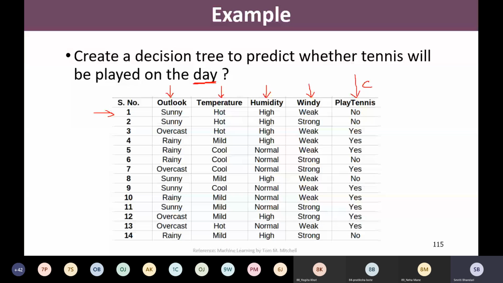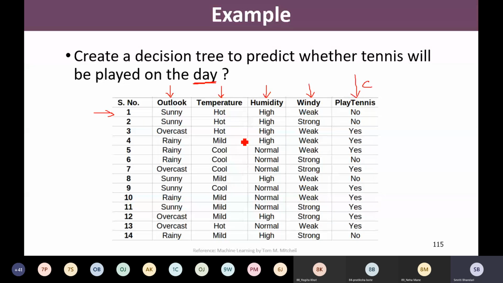Any attribute can be the root node, right? But there should be some criteria to pick the root node. So what we need to do is, we need to find out the root node first. In this example, we have only 4 features, and out of those 4 features, we need to pick one as the root node.